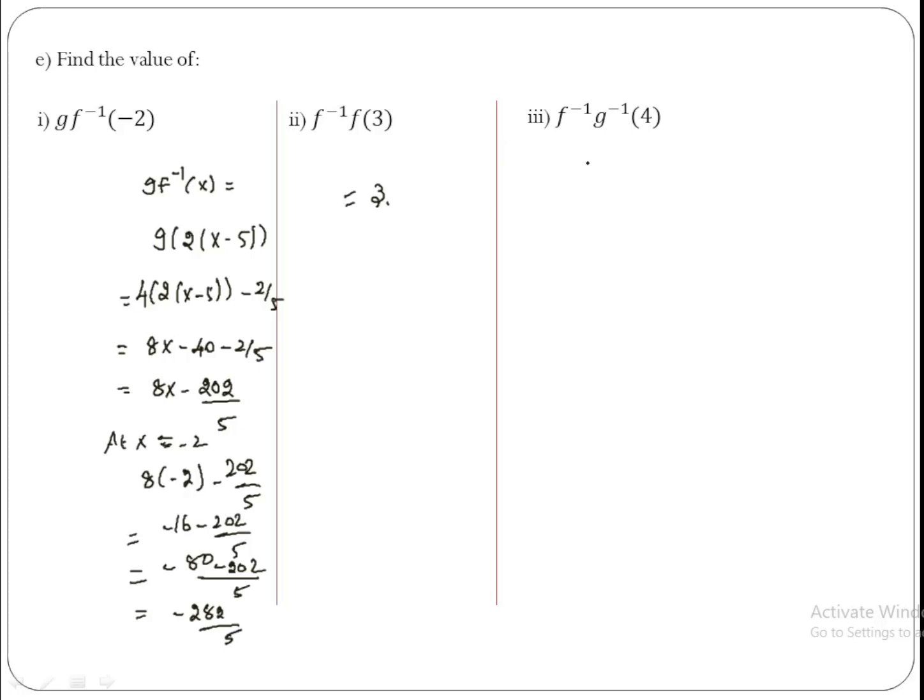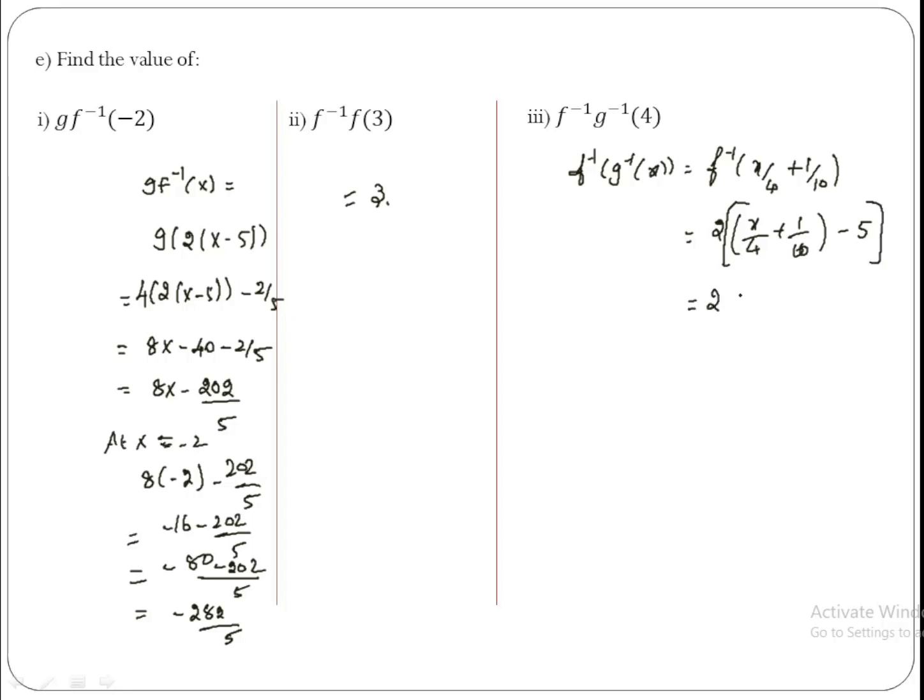Then f inverse of g inverse of 4. First of all we can find what is f inverse of g inverse of x. What would be the function of g inverse? It is x by 4 plus 1 by 10, which is the answer for part B. Then f inverse is 2 times x minus 5, where x is this expression. This would be the f inverse.